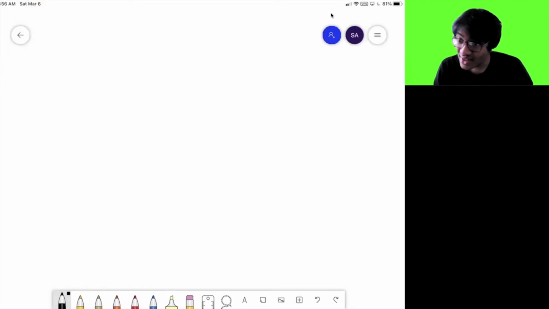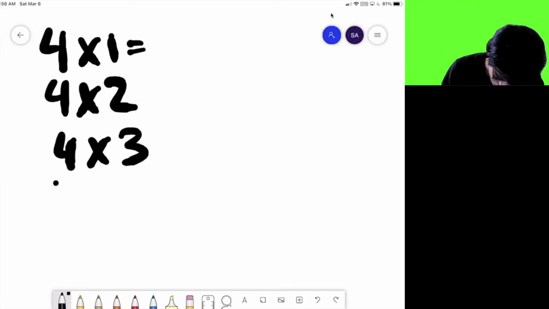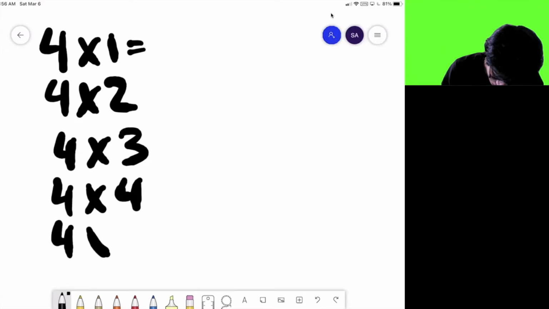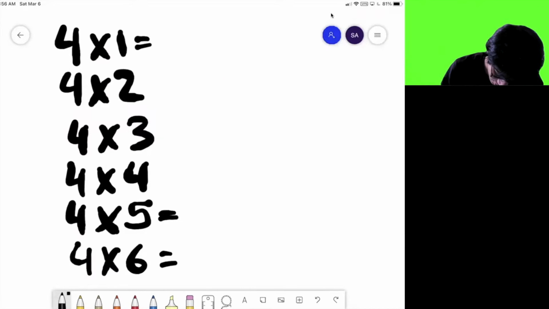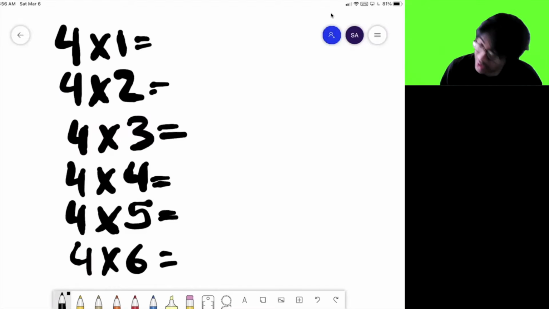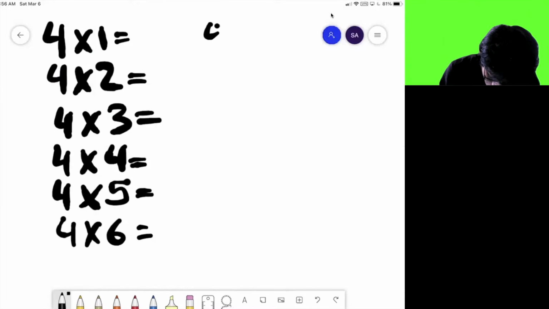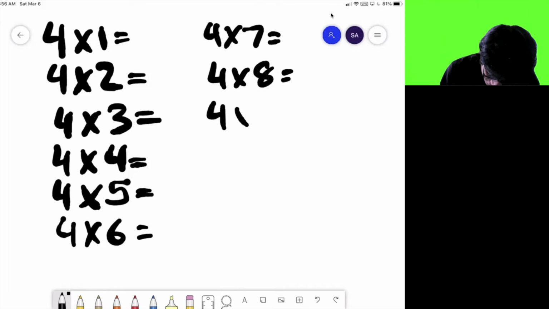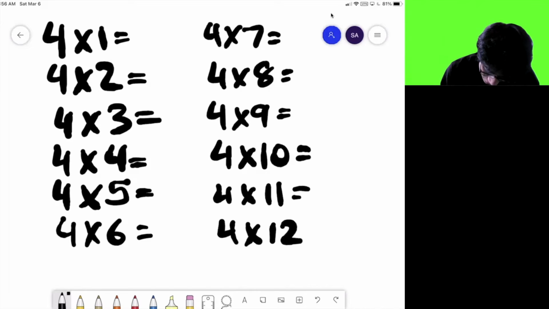Well, by the end of this lesson, you're going to be able to know 4 times 1, 4 times 2, 4 times 3, 4 times 4, 4 times 5, 4 times 6. We're going to be able to do all of these, but you probably know that that's not it. You're also going to know how to do 4 times 7, 4 times 8, 4 times 9, 4 times 10, 4 times 11, and 4 times 12.